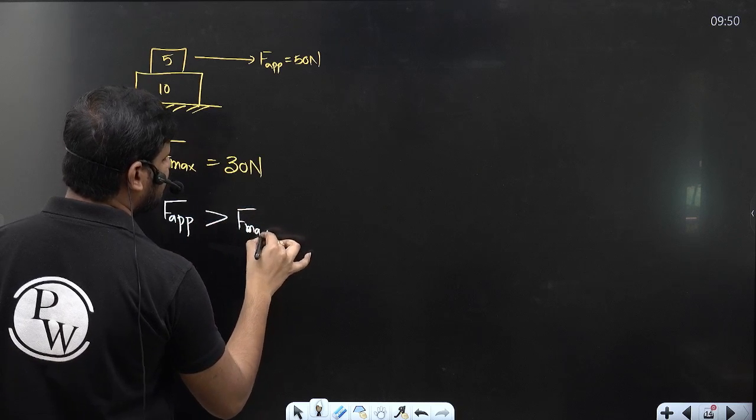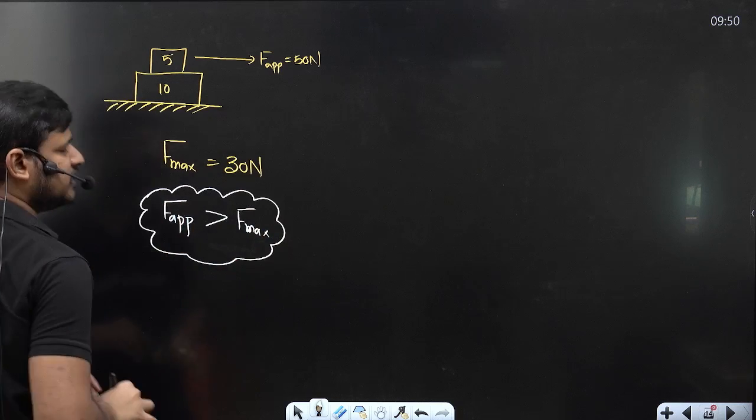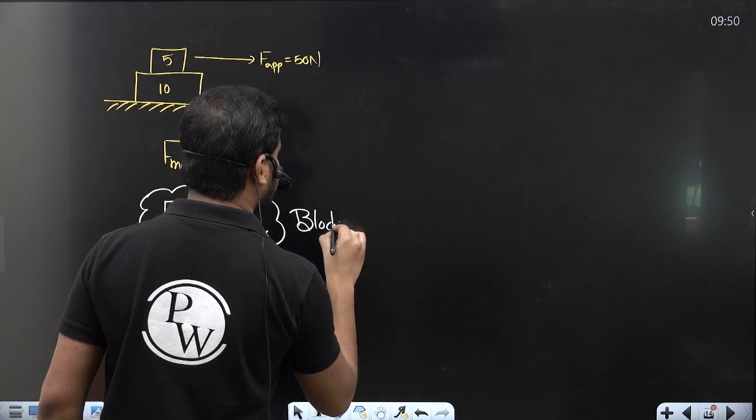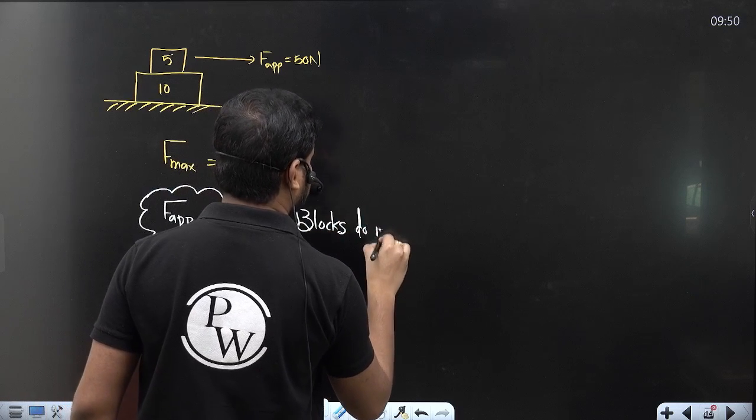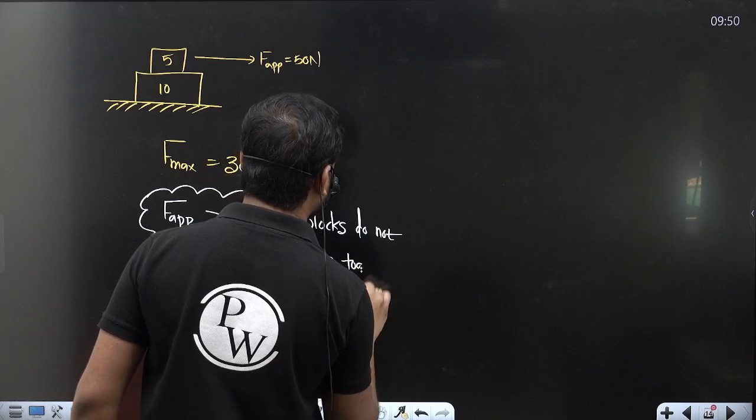So the obvious thing is both the blocks will not move together. Blocks do not move together. So can we eliminate any options? See there.